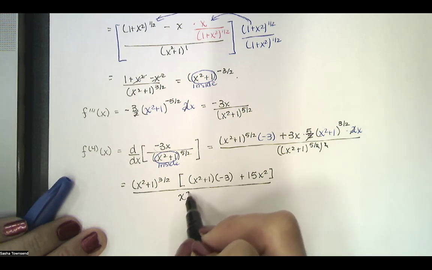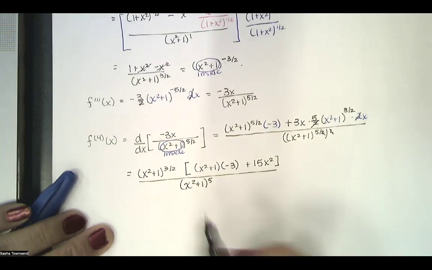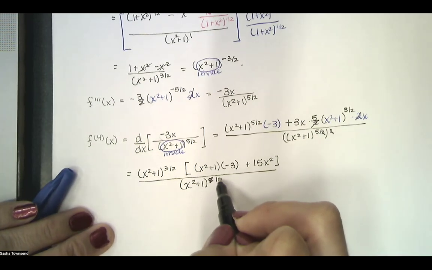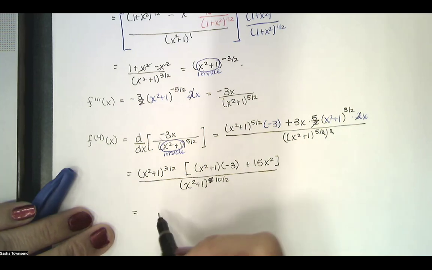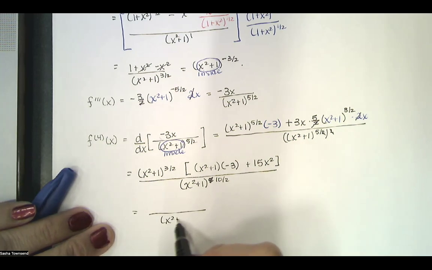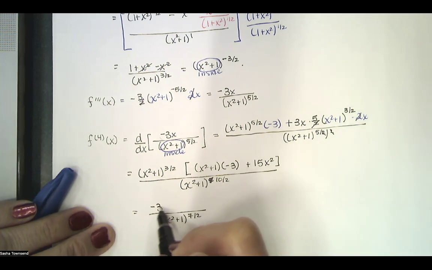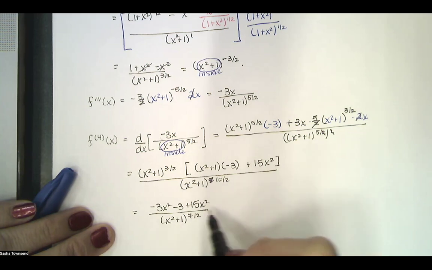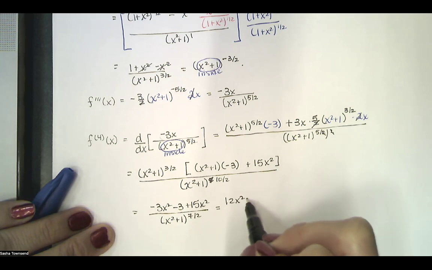And then we still have that x squared plus 1 to the 5th in the denominator. And that will reduce with this. 5 is the same as 10/2. So if I subtract those, I'll get a negative 7/2. So I'll put it next to the, or x squared plus 1 to the 7/2 in the denominator. If I distribute that negative 3 in the numerator, this is what I get. 15x squared minus 3x squared is 12x squared.